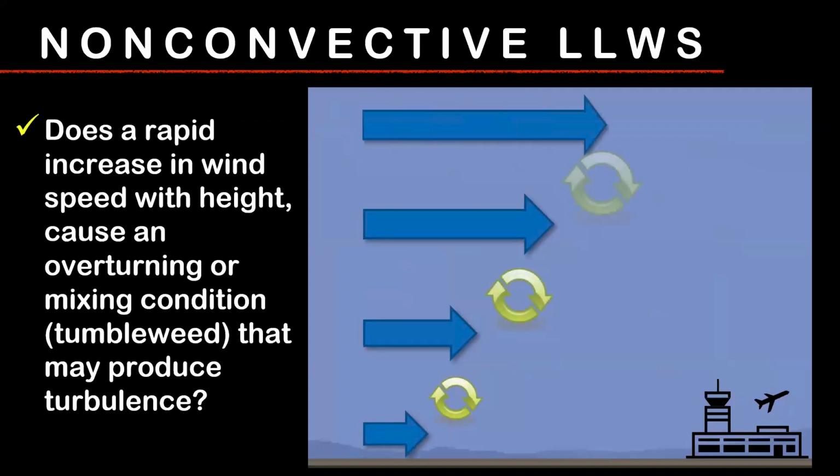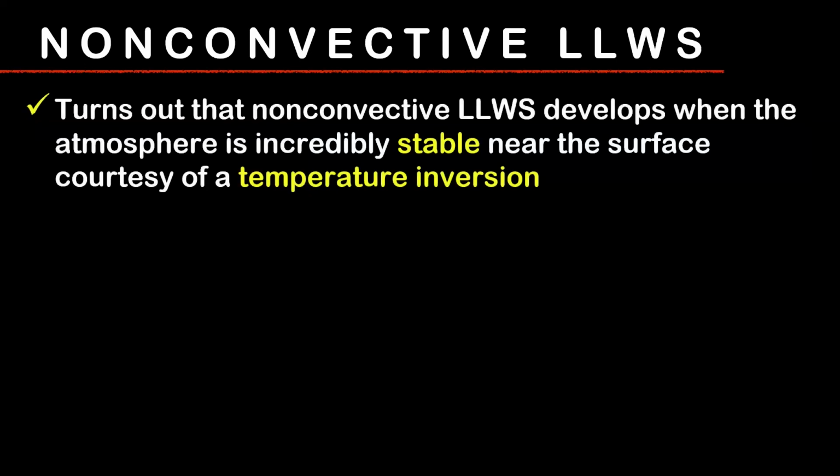So you might think, well, if that's the case, the winds are rapidly increasing with height, you might see in this particular case that maybe the air is rotating like a tumbleweed would over the ground. The problem with that is that this develops when the atmosphere near the surface in that wind shear layer is incredibly stable, usually courtesy of a temperature inversion.